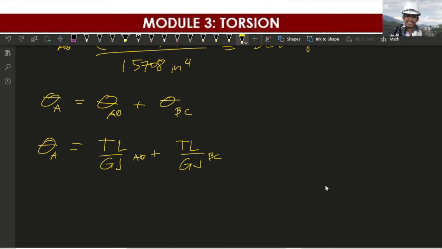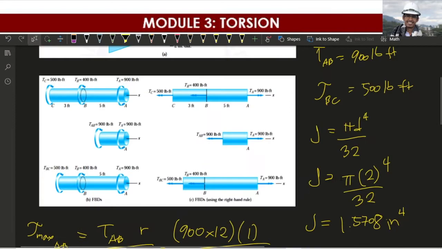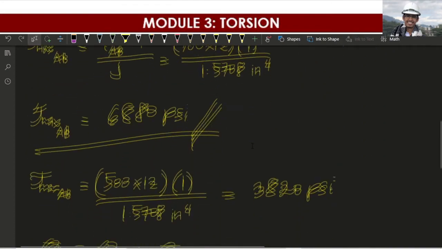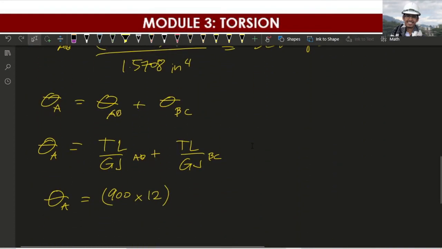Okay? So substitute lang natin yung ating mga given. So that will be the angle of rotation is equal to, so for the torque 900, convert natin ulit sa inches, so times 12, and yung length ng ating cylinder for segment AB, that is 5 feet. Tama? So yung length natin for segment AB, that is 5 feet. So multiplied by 12 ulit para maging inches. Yan. Over yung ating JG. So pagsamahin na natin, isa lang yung kanyang JG.